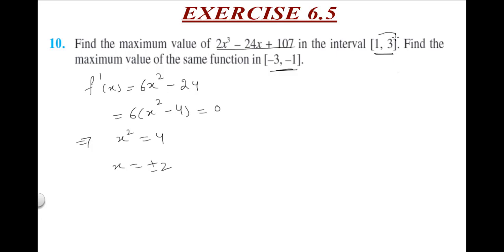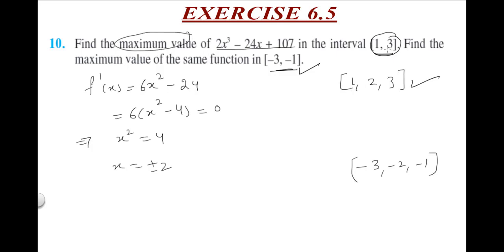So plus 2 will be included in this interval. So we have three values 1, 2 and 3, and minus 2 is included in the interval minus 3, minus 2 and minus 1. So these three values and these three values. First of all you have to check on these three values and then on these three values. So we have to tell the maximum value in this interval.